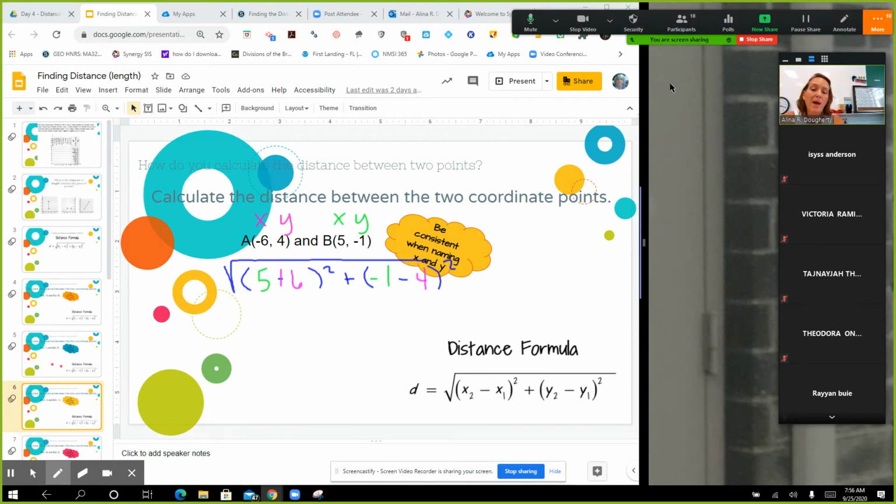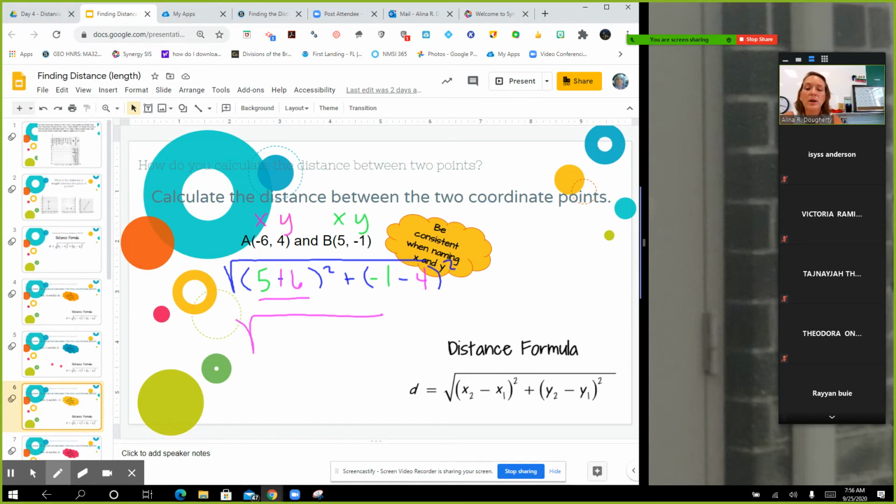So now we're going to do our math. 5 plus 6 is 11, and 11 squared is 121. And -1 minus 4 is -5, right? So -5 squared. What's -5 squared?